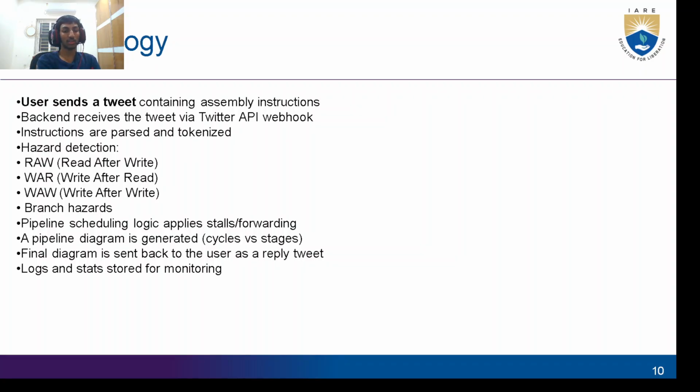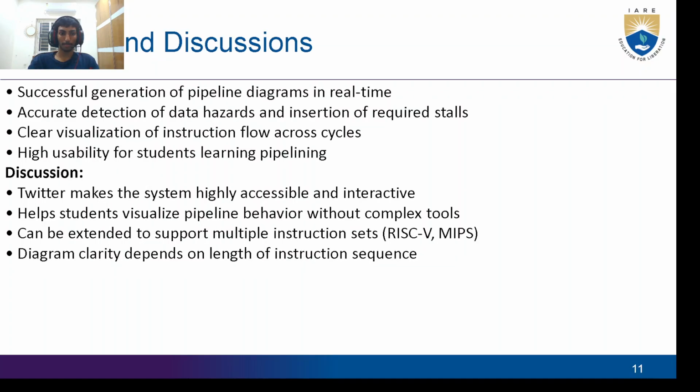Pipeline scheduling logic applies stalls and forwarding. A pipeline diagram is generated, cycle versus stage. The final diagram is sent back to the user as a reply tweet. The logs and stats are stored for monitoring.